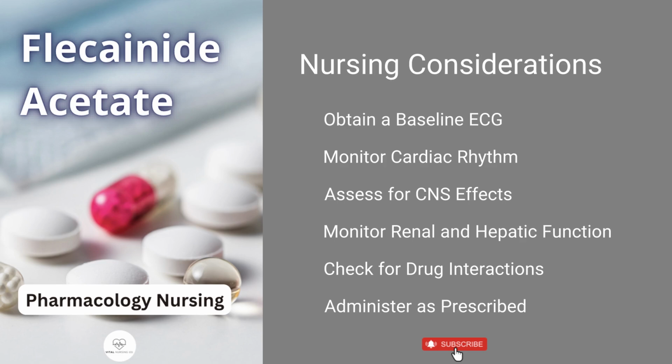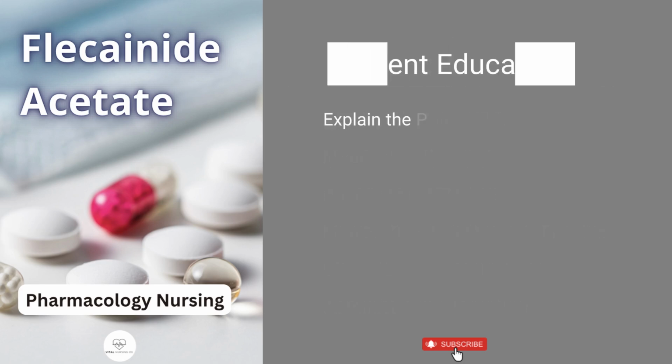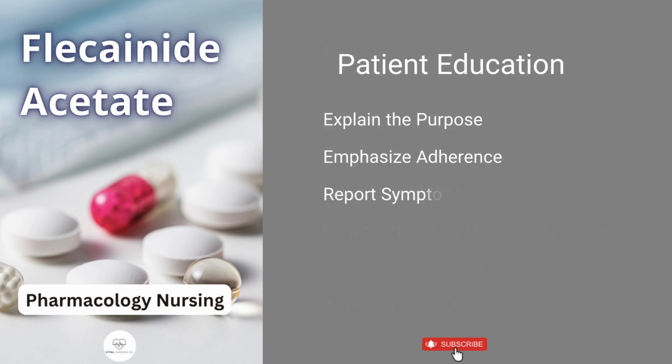Flecainide Acetate is metabolized in the liver and excreted via the kidneys. Check for drug interactions. Avoid combining Flecainide with other QT prolonging drugs or strong CYP2D6 inhibitors. Administer as prescribed. Ensure correct dosage as Flecainide has a narrow therapeutic index.